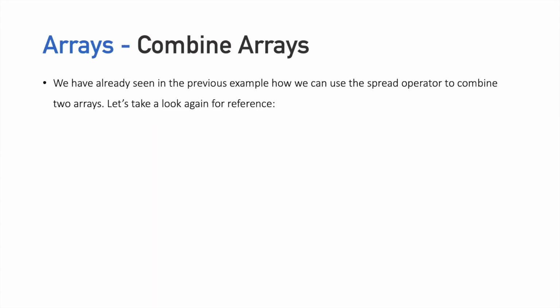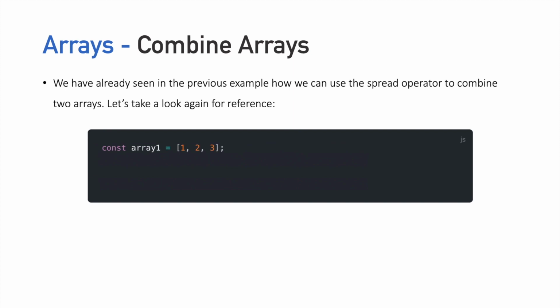As we have already seen in the previous example how we can use the spread operator to combine two arrays, let's take a look again for reference. So in the example we had array1 with elements 1, 2 and 3, and we created another array called array2 in which we expanded the elements of array1 using the spread operator and added 2 more elements 4 and 5. So when we console logged array2, we got the output as an array of 5 elements which included 3 elements from array1 followed by the 2 new elements we added in array2. So now let's see how we can copy arrays using the spread operator.